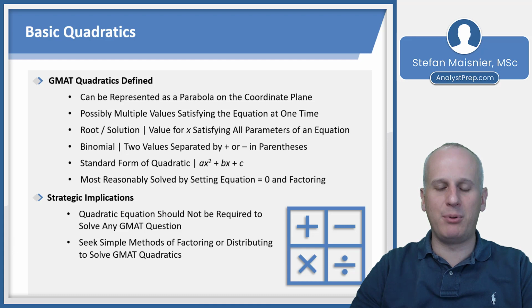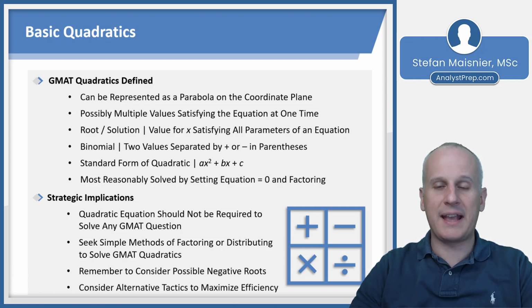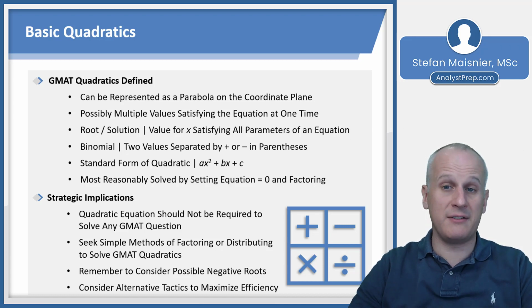Instead, you want to seek simple methods of factoring or distributing to solve GMAT quadratics. And do remember that you may have negative roots for these solutions. You can also consider our alternative tactics to maximize efficiency, meaning modeling, back solving, logical evaluation, and estimation. Because if you determine that the structure of the binomials is such that x has to be a negative and a multiple of 6, well, if only negative 12 satisfies those two conditions, you can solve for the correct answer immediately and not have to do the extra steps.